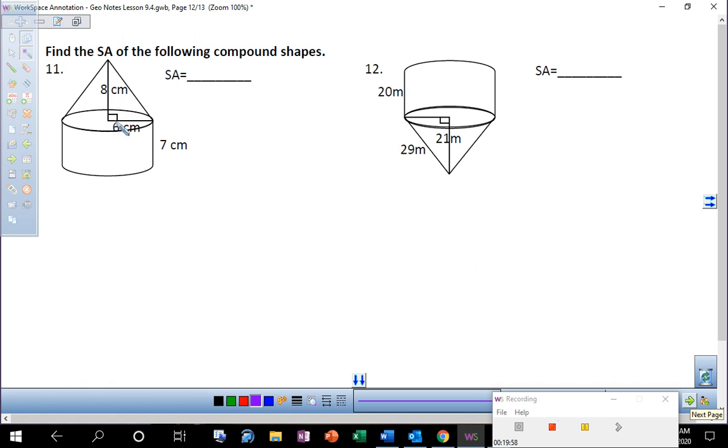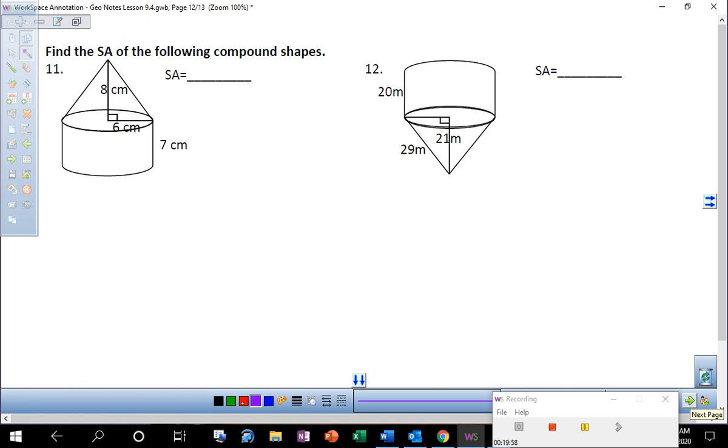Between the cone and the cylinder is open. You can think of this as being like a shed or a grain bin or something, where there's not actually another base there. So I'm just going to break it down by my cone and my cylinder and my base. And it's the same way with number 12, it's just upside down.